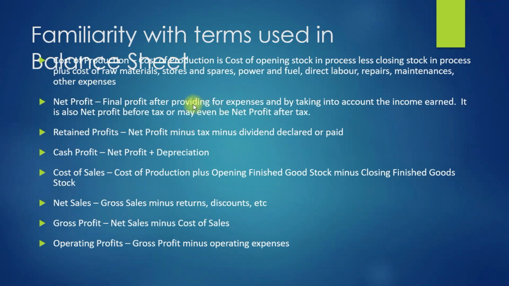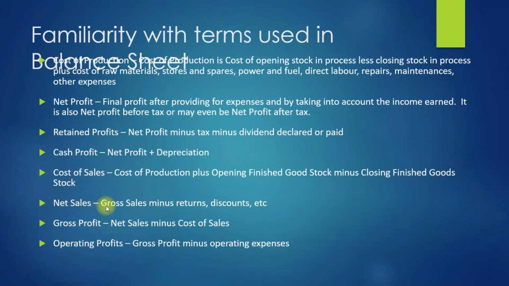Now next is cost of production, which is cost of opening stock in process less closing stock in process, plus cost of raw materials, stores and spares, power and fuel, direct labor, repairs, maintenance and other expenses. That is what is cost of production. Net profit, which is final profit after providing for expenses and by taking into account the income earned. It is also net profit before tax, or maybe sometimes it is net profit after tax, but mostly it is net profit before tax. Now retained profits, which are net profit minus tax minus dividend declared or paid. What is cash profit, which is net profit plus depreciation. What is cost of sales, which is cost of production plus opening finished goods stock minus closing finished goods stock, which is cost of sales.